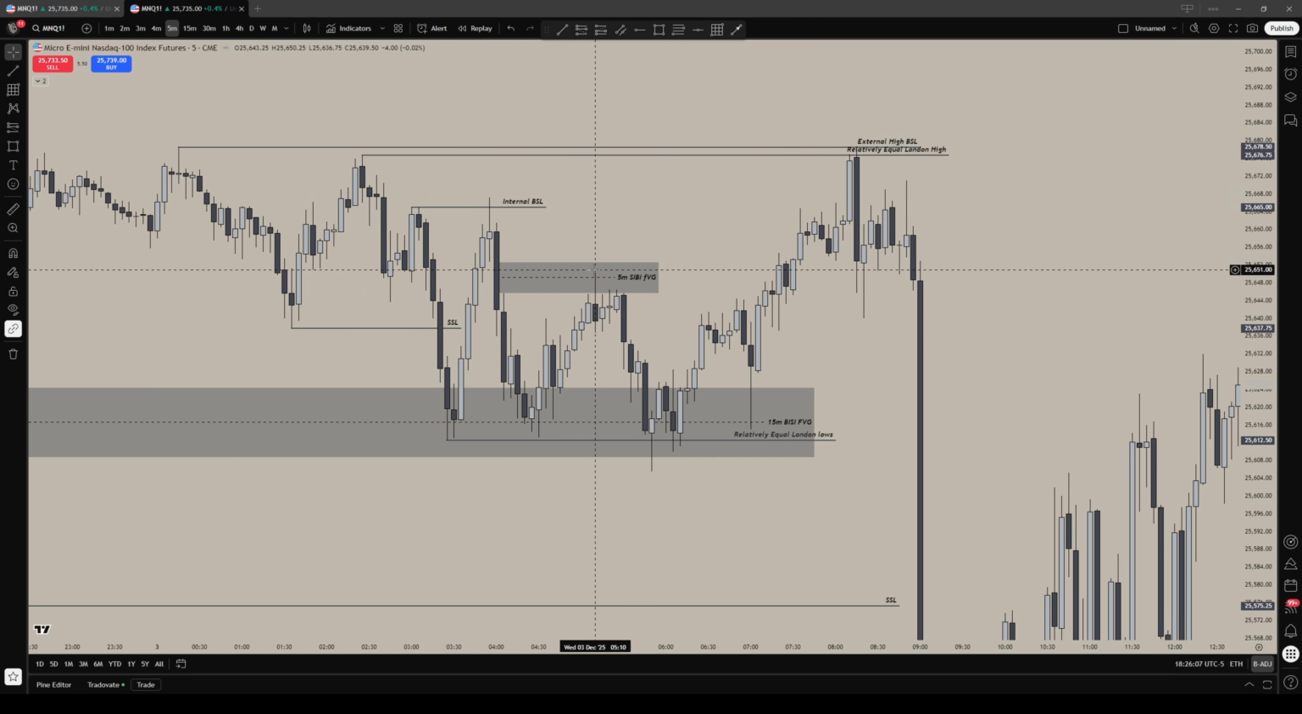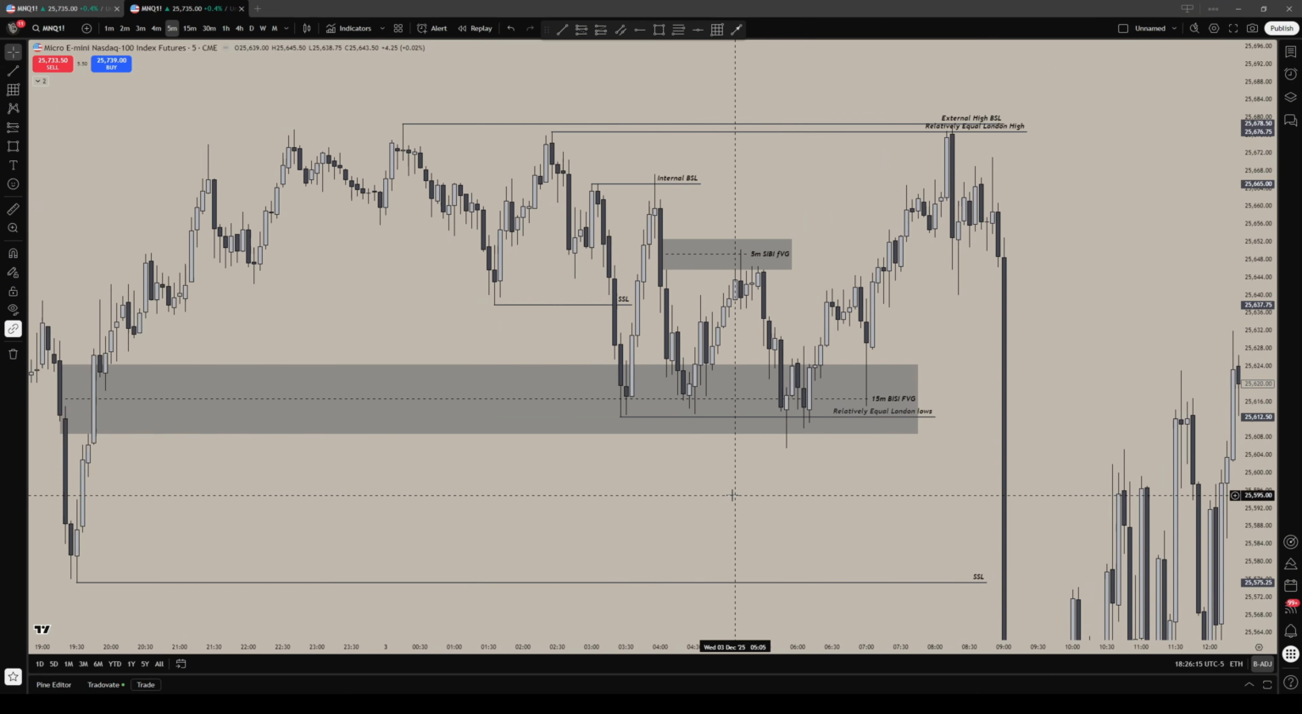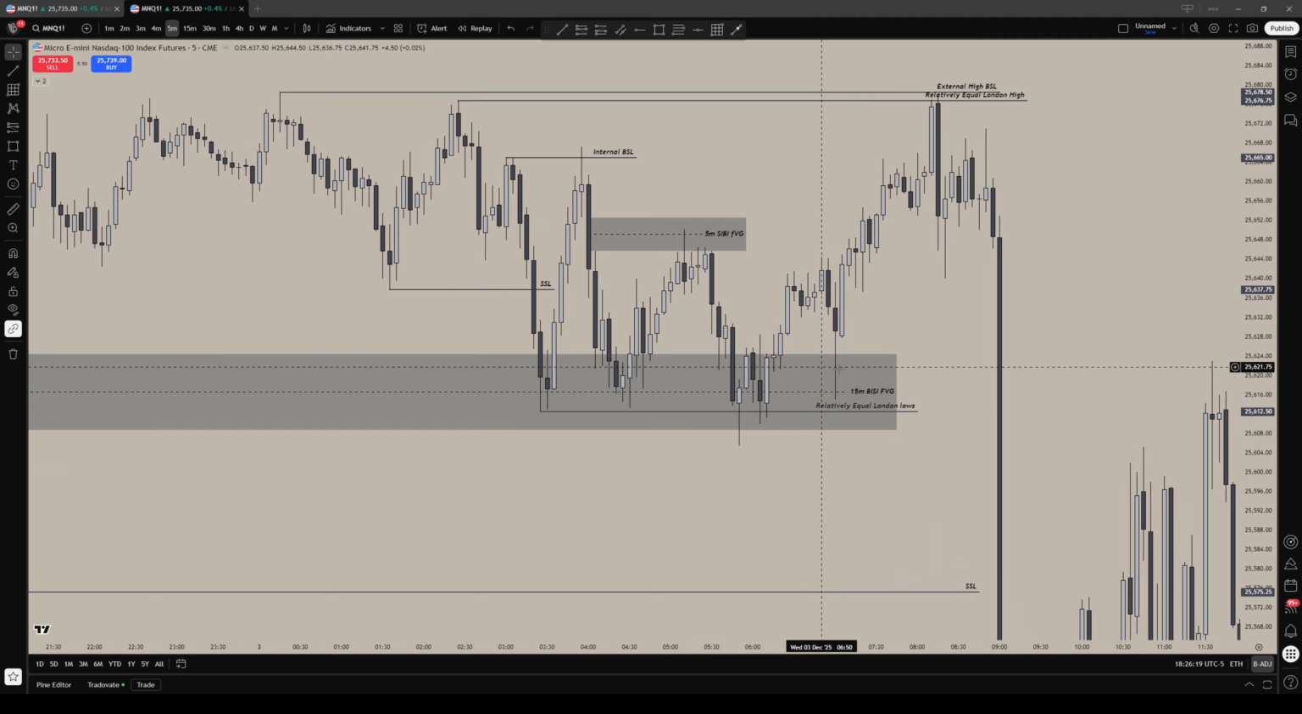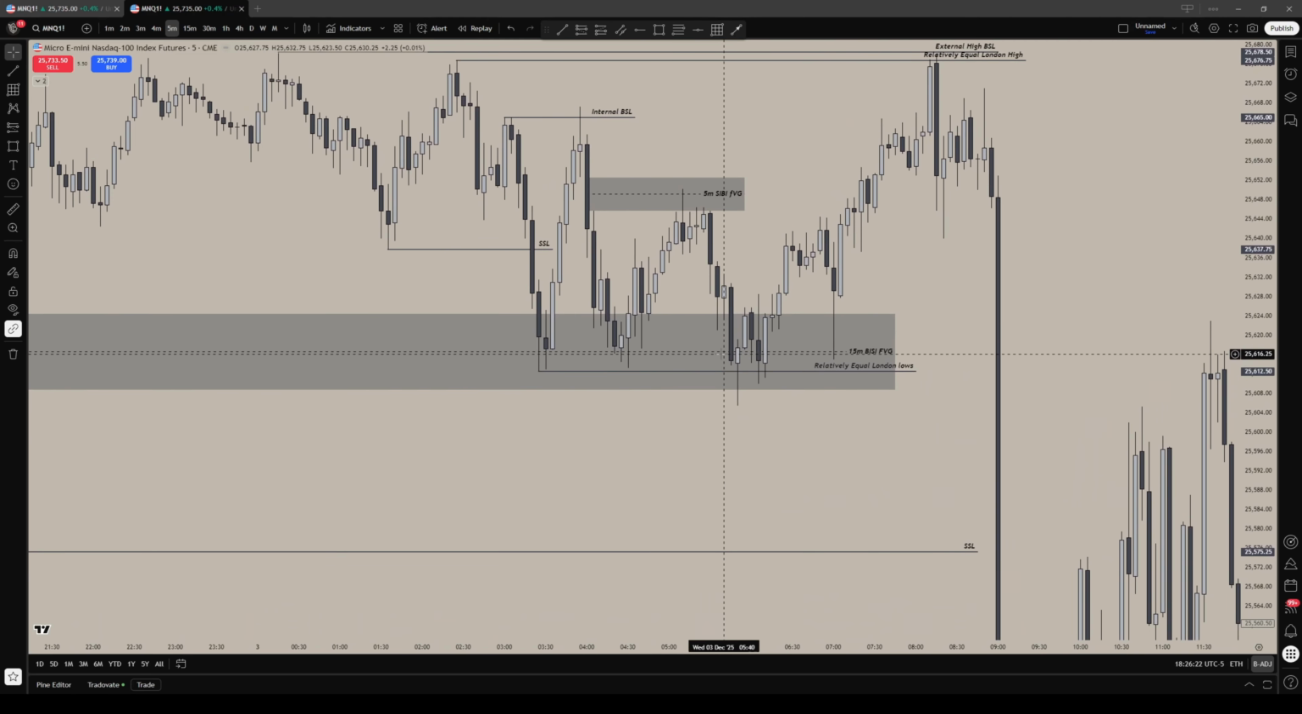And right here we seek out the internal liquidity, and we go down and we sweep these relatively equal lows inside this fair value gap. So already an area that we are providing more sell side liquidity. And how do we know this is the manipulation leg? Because we created an imbalance going down. We have a 5-minute inverse fair value gap.